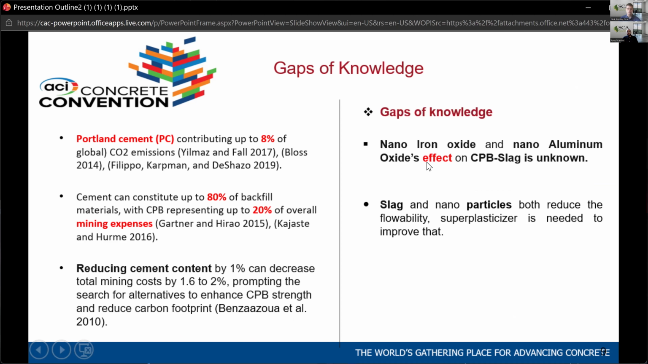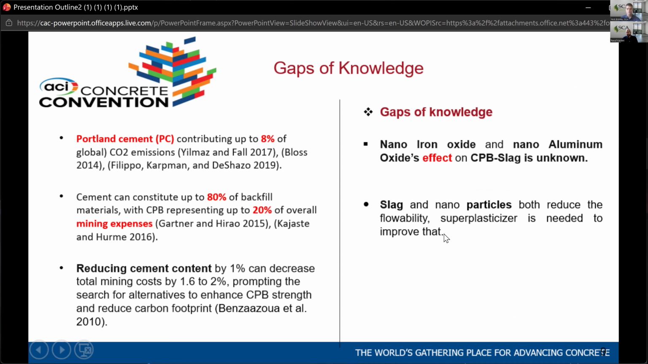Gap of knowledge. Again, the nano iron oxide and nano aluminum oxide effect. This is what we don't know. This is the objective I want to research for. Nano iron oxide and nano aluminum oxide's effect on CPB slag is unknown. It was unknown, now it is known.